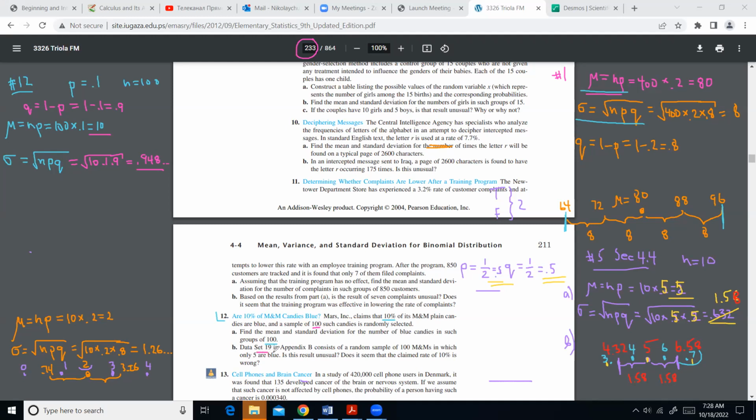Part B is talking about data sets, so you don't have to worry about this part B because we don't have the appendix. It says here that only 5 are blue. Well, is something wrong with that? Well, looks like the answer definitely yes. Something is wrong because the blue ones can be 10, right? And the deviation is about 1 to the left. So it could be 11 or 9. But if it's only 5, then definitely not enough blue candies. So that's our exercise number 12.